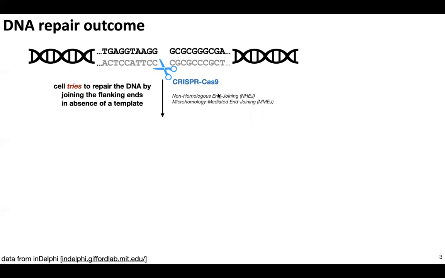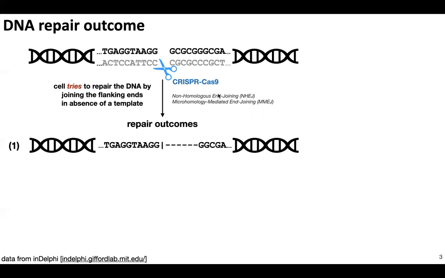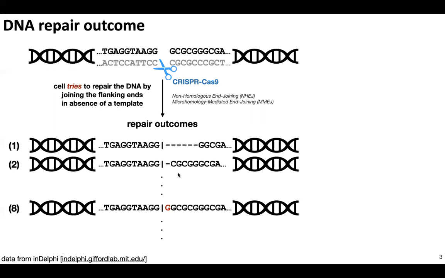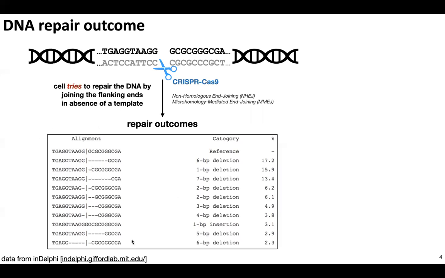So as a result of the break, some short insertions and deletions happen in the vicinity of the cut site. In this example, a 6 base pair deletion is the most frequent outcome, but there might be other outcomes as well. For example, a single base deletion or an insertion of letter G. So we can summarize this into a table where I'm showing all the possible insertions and deletions in the first column and the fraction of the cells that get each of these indel types in the last column.